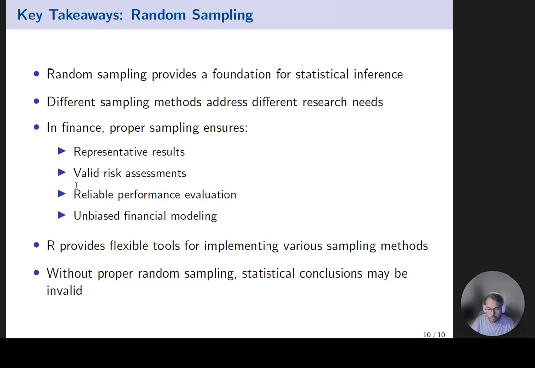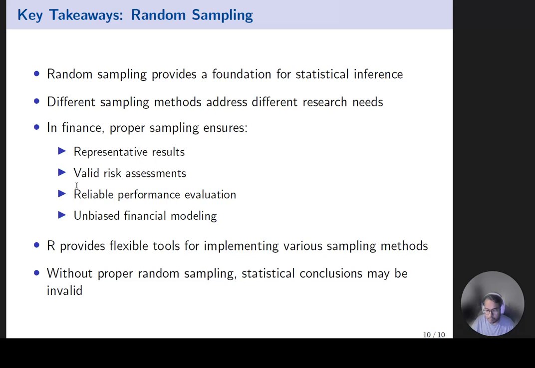To wrap up our discussion, let's just recap what we learned. First and foremost, random sampling provides the foundation for statistical inference. It's what allows us to make claims about populations based on sample data. Without proper random sampling, our ability to generalize findings would be severely limited.